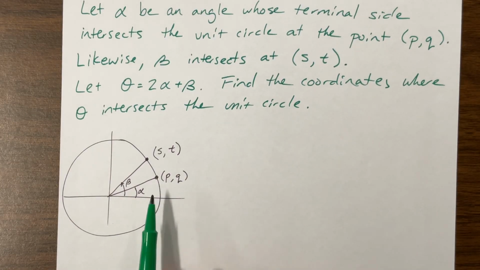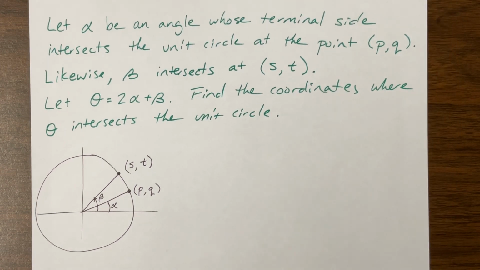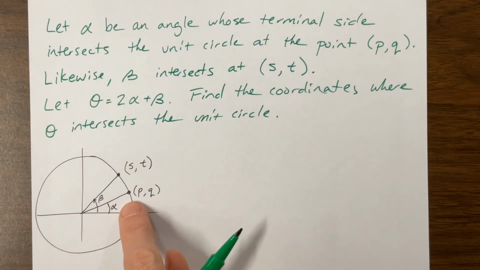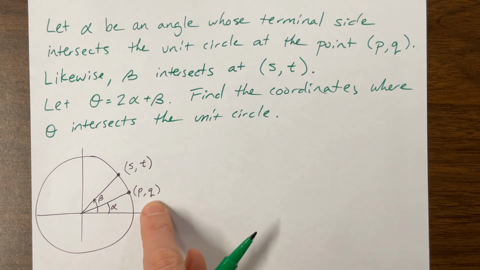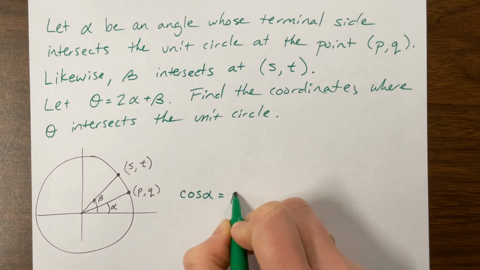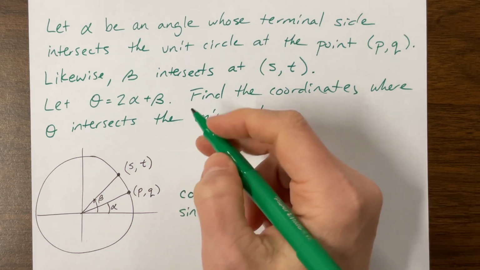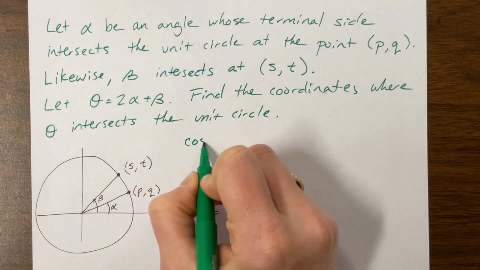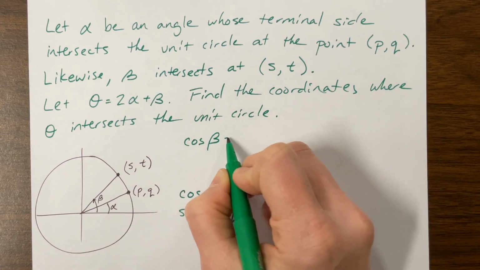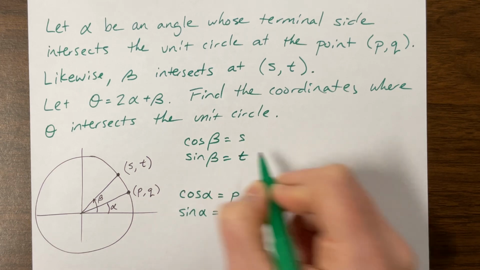Pause if you think you can do this without me, because I'm going to jump right into the problem. Keep in mind the x coordinate is the cosine of that angle, and the y coordinate is the sine of that angle. So it might be helpful to write down that cosine of alpha is equal to p, and sine of alpha is equal to q, and likewise cosine of beta, that was this angle, is equal to s, and sine of beta is equal to t.